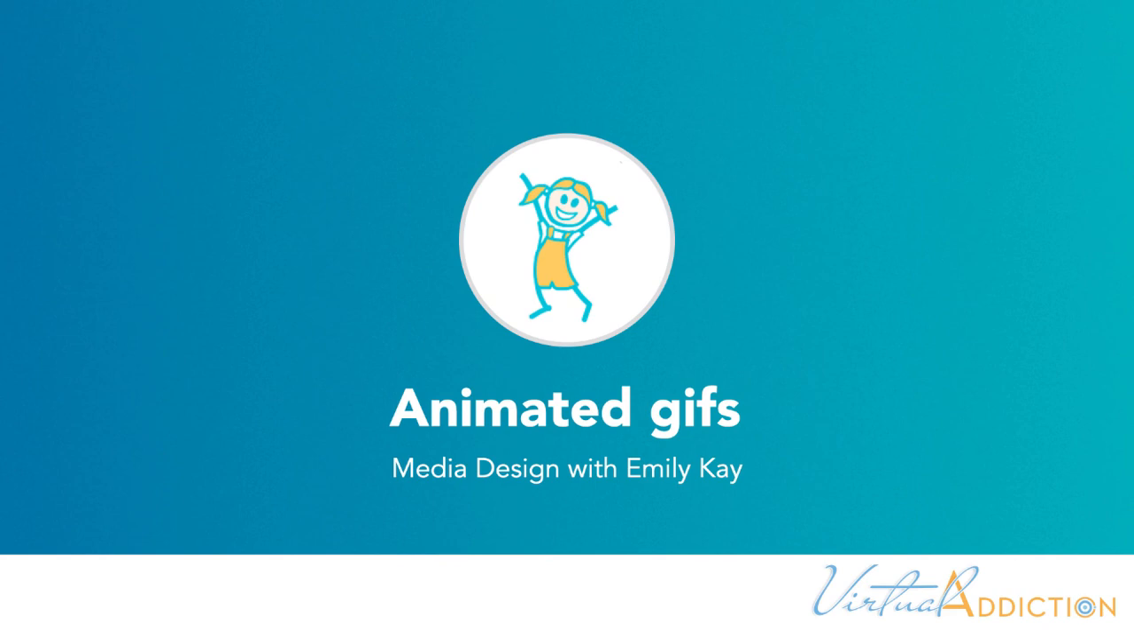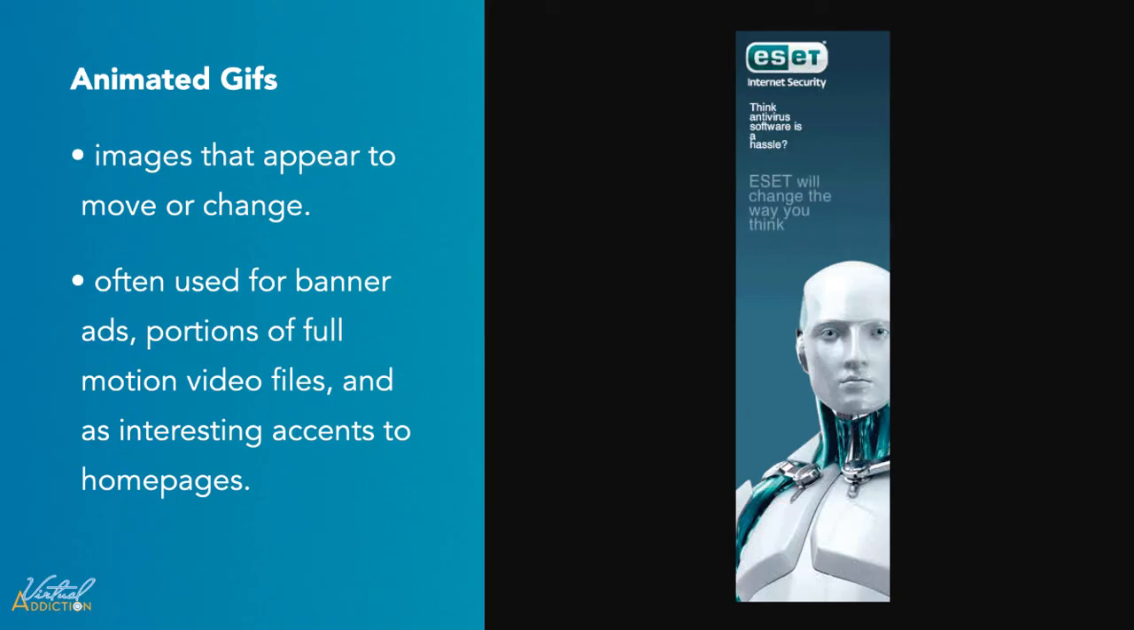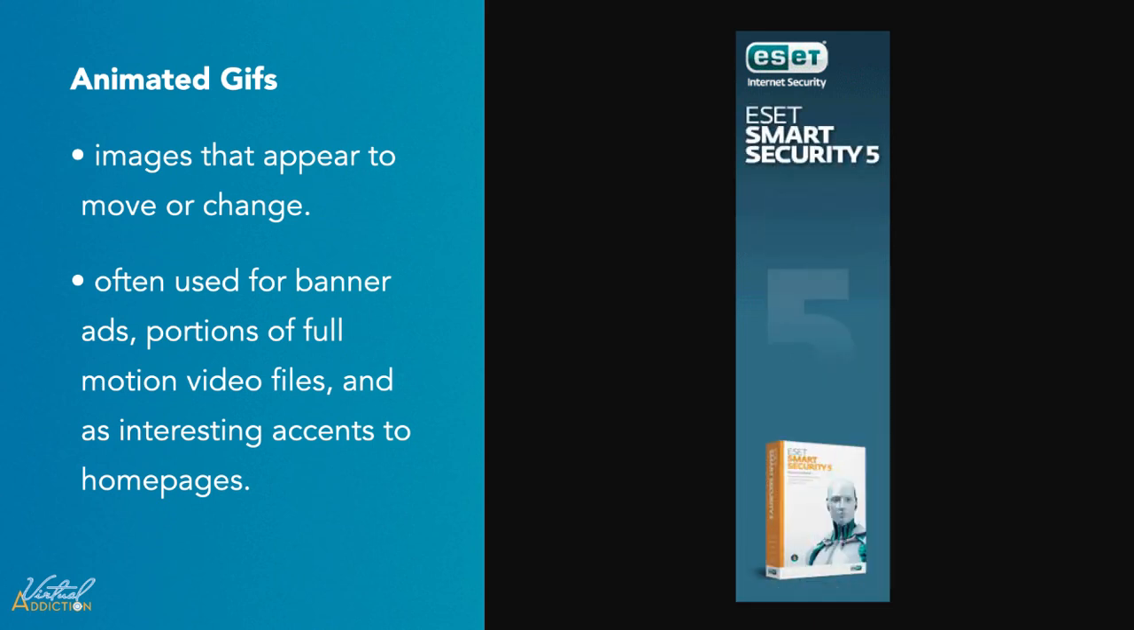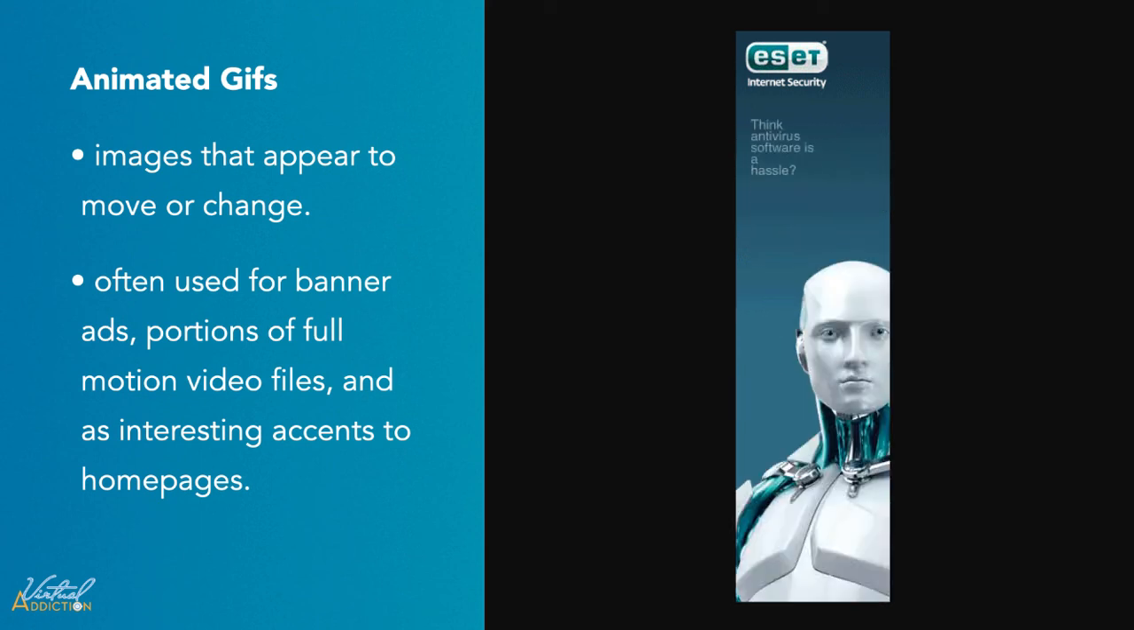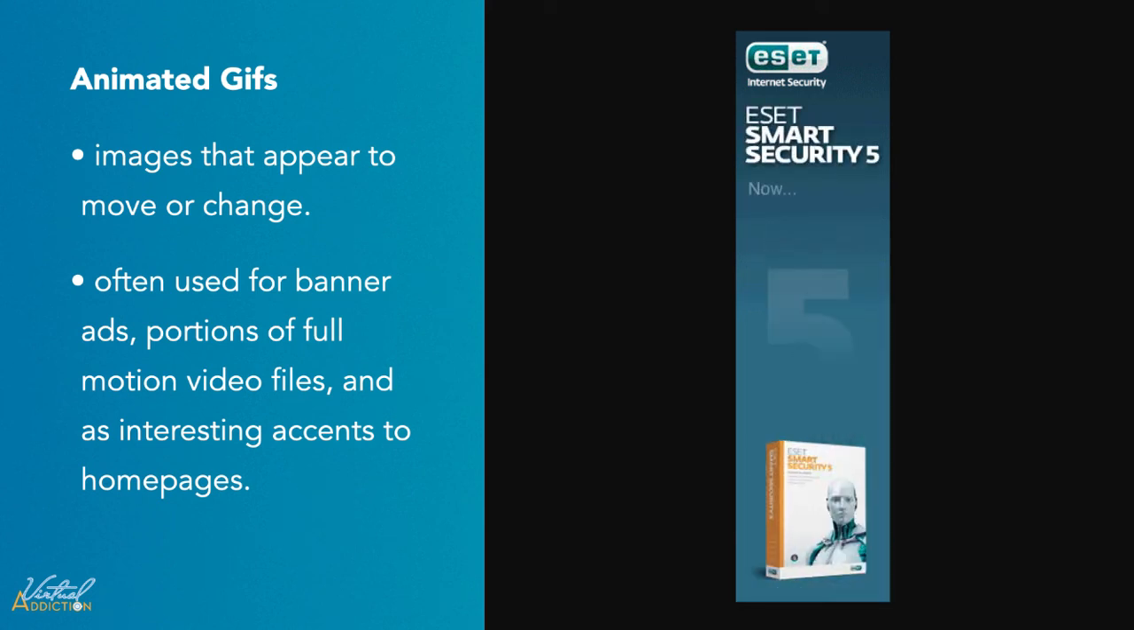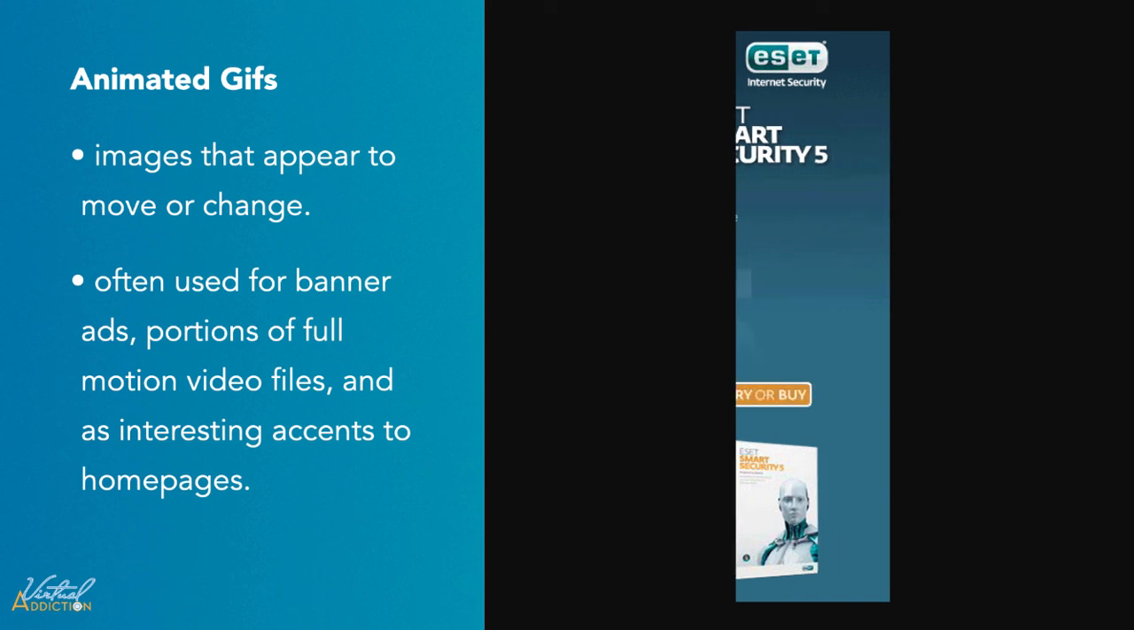We're going to start off by working with animated GIFs. So what is an animated GIF exactly? Well, an animated GIF is a popular type of digital image. As the name implies, it's animated, and these images are saved in the GIF file format. They actually appear to move or change, and they're often used in banner ads or in place of a much larger full motion video file.